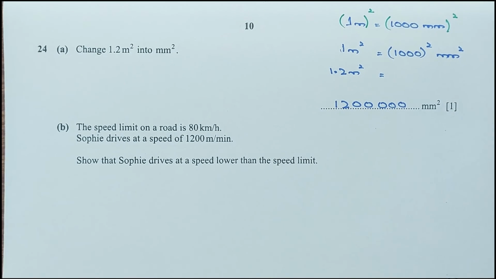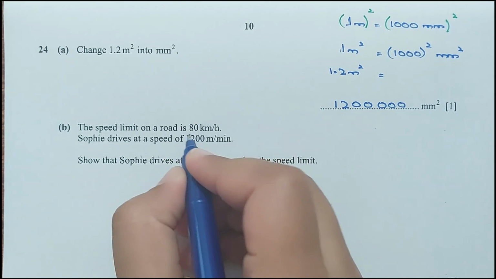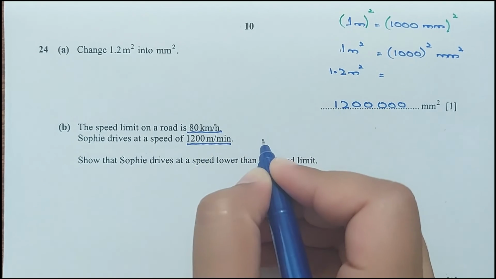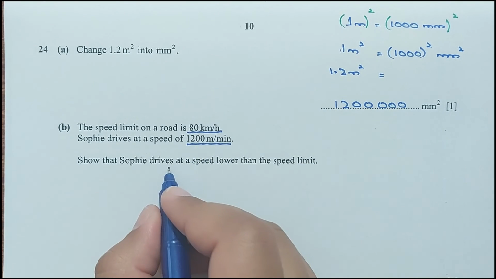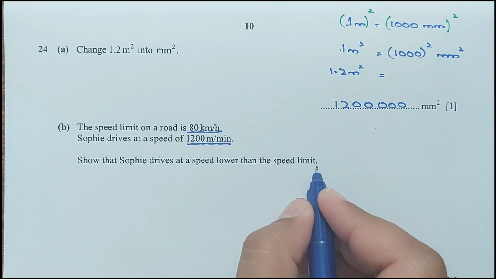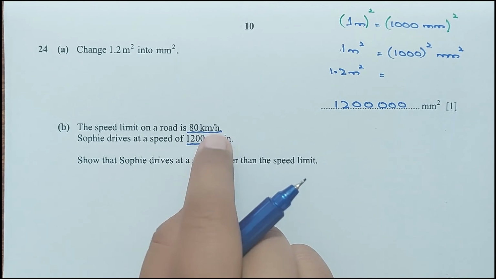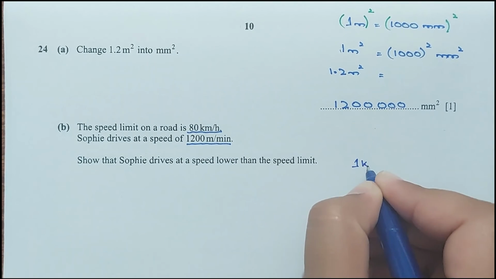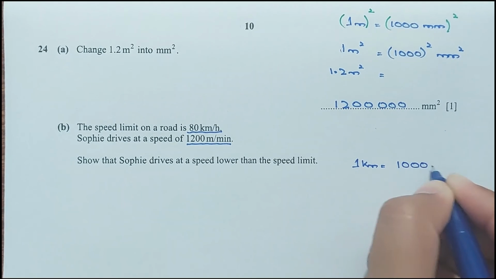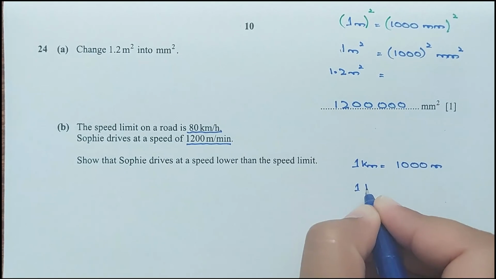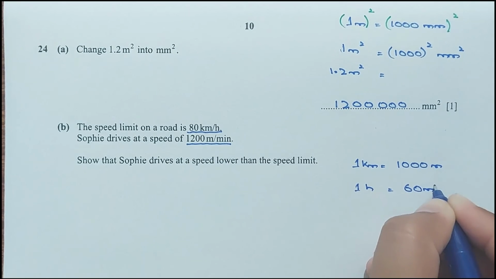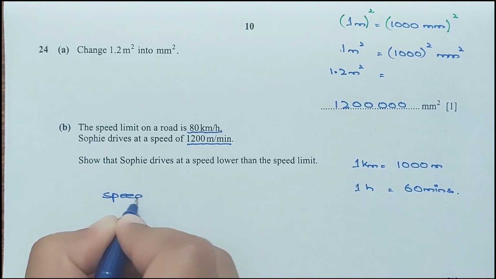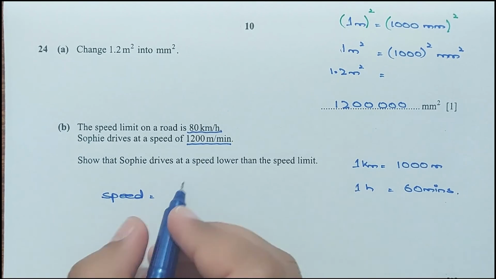Now for part B, the speed limit on a road is 80 km per hour. That is the speed limit. Sophie drives at a speed of 1,200 meters per minute. Show that Sophie drives at a speed lower than the speed limit, right? So we have to do the conversion of hours and minutes and kilometers and meters. So 1 kilometer equals 1,000 meters, and 1 hour equals 60 minutes. So Sophie's speed we convert into kilometers per hour.